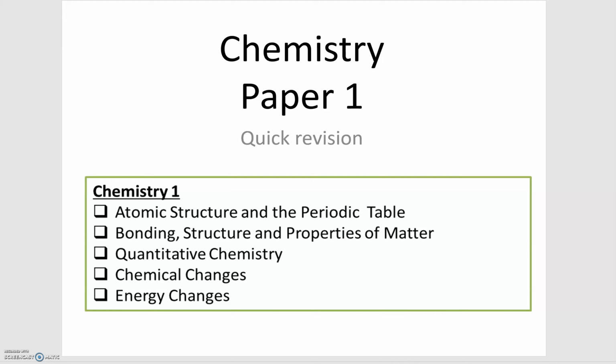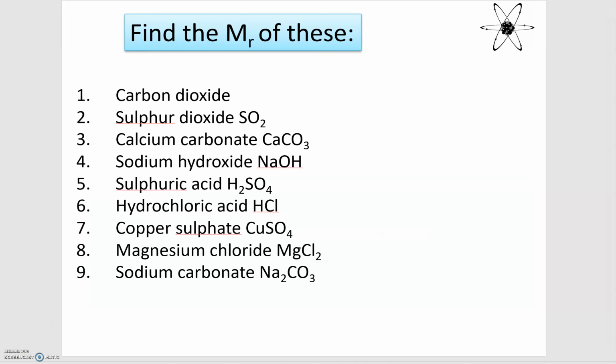Hello and welcome back to video 2 on revision for paper 1 chemistry for GCSE. As you saw in the previous video, we went through atomic structure and the periodic table, where we covered how to do electronic configuration and how the periodic table was created. We also went through different types of bonding. So in today's video, we will be looking at calculating relative formula mass.